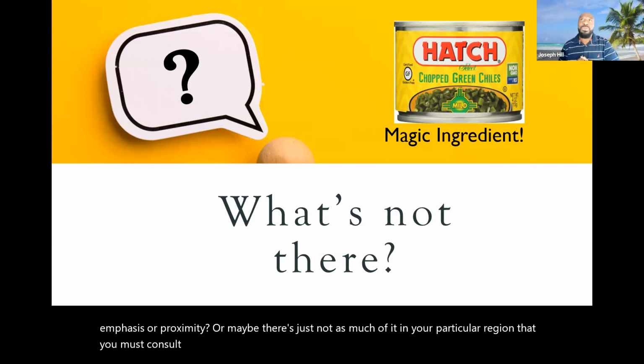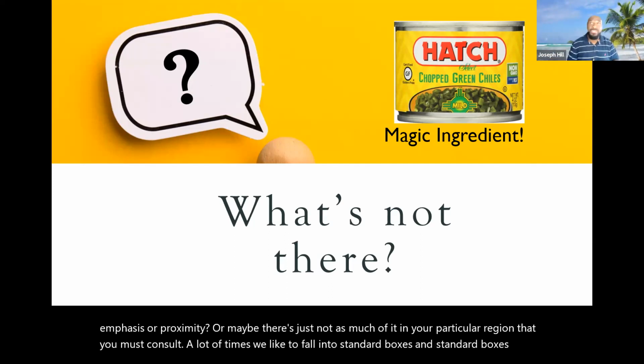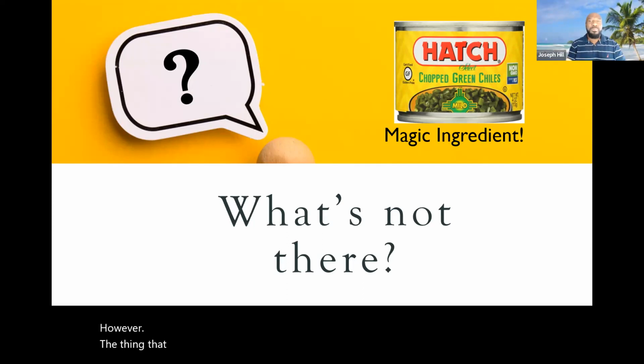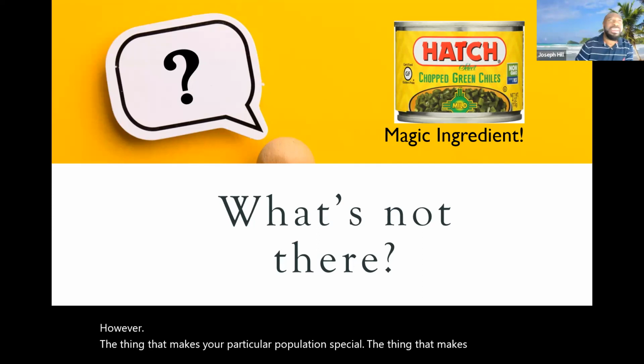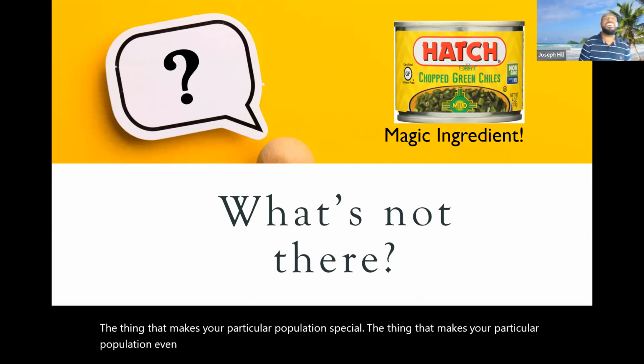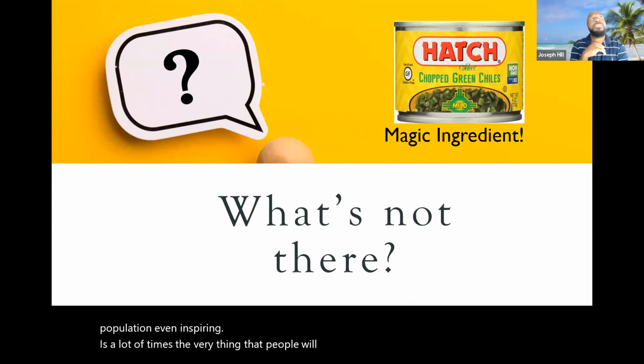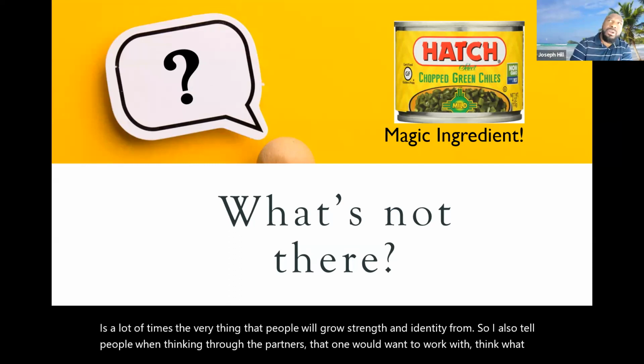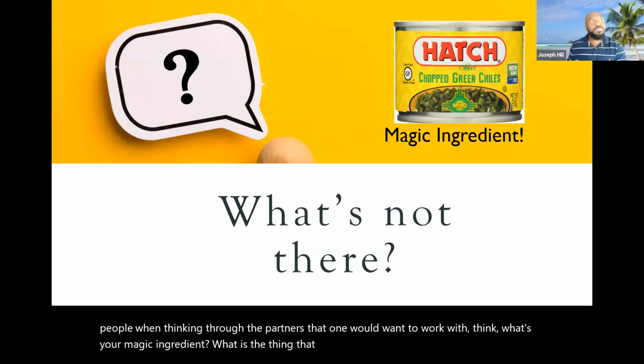A lot of times we like to fall into standard boxes, and standard boxes are good for a start. However, the thing that makes your particular population special, the thing that makes your particular population even inspiring, is a lot of times the very thing that people will grow strength and identity from. So I also tell people, when thinking through the partners that one would want to work with, think, what's your magic ingredient? What is the thing that makes you special? That makes sense, right?